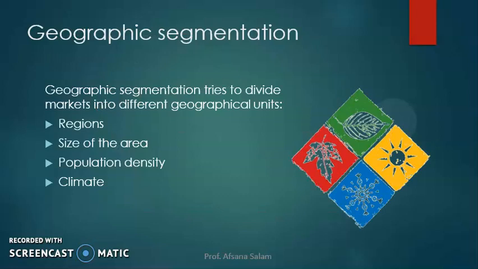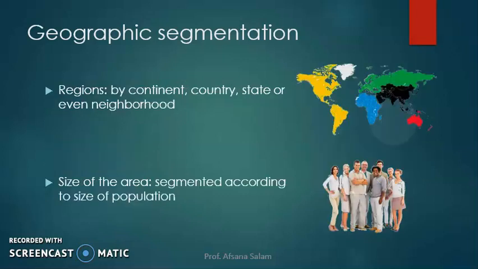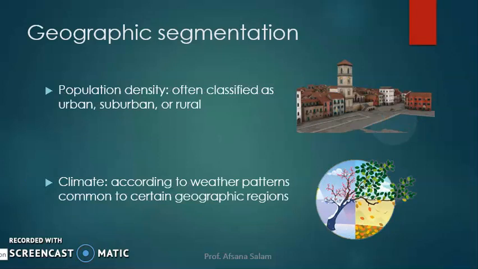What is this geographic? Geographic segmentation tries to divide the market into different geographical units: region, size of area, population density, and the climate. So depending on these areas or the regions or the population density, your target market is decided. If I want to explain region in detail, it could be of the country, state. So only India consumes more of rice, US more of wheat because they eat bread. So geographical segmentation depends on the population size as well as the state of the country.